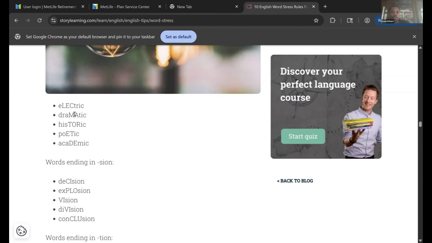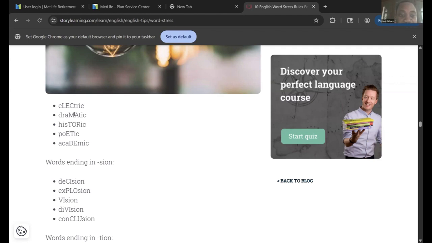Okay, I'm back. So the rule is very simple, right? Every time you see any adjective that ends with -ic, then the syllable that precedes that should be stressed, okay? That will give you electric, dramatic, historic, poetic, academic. Is it good? Yes, I understand now. Does that make sense? Yes.